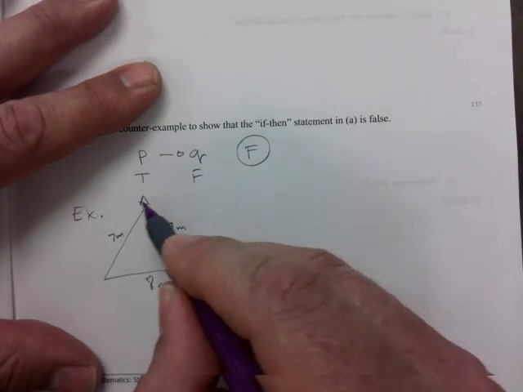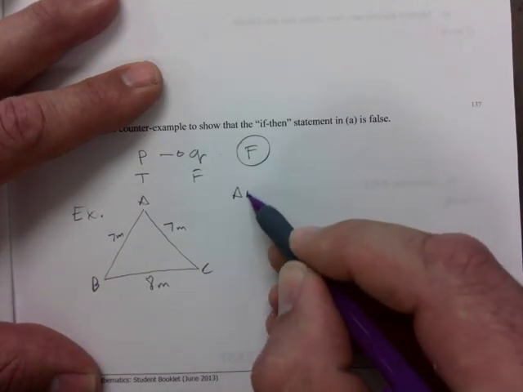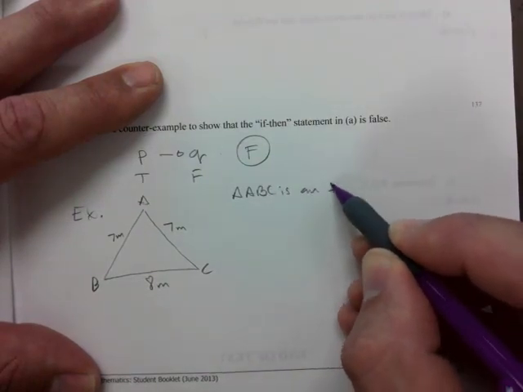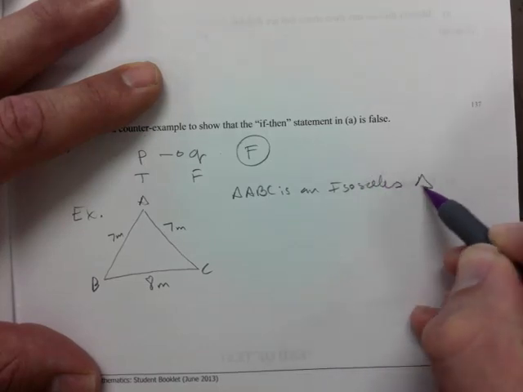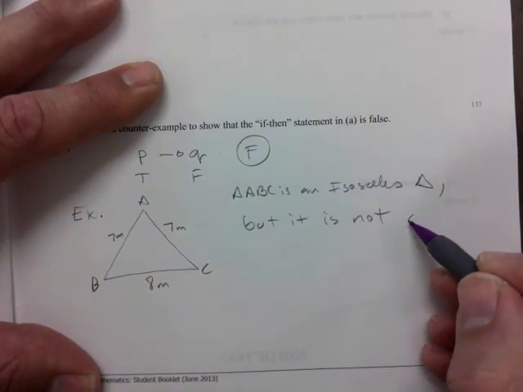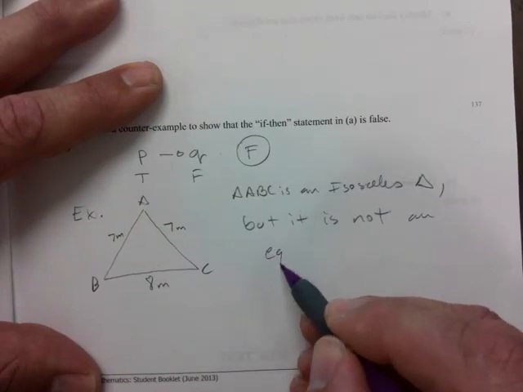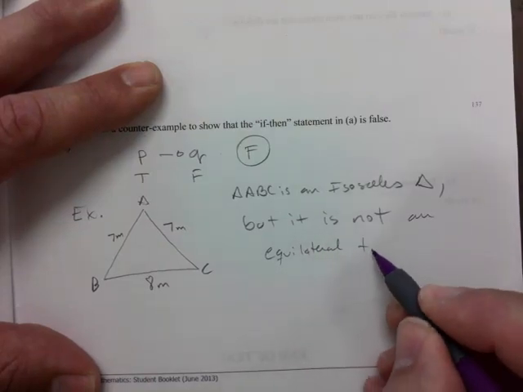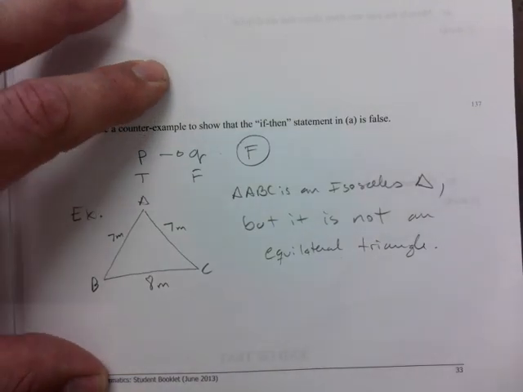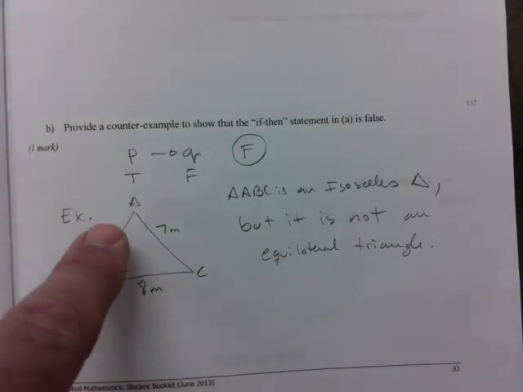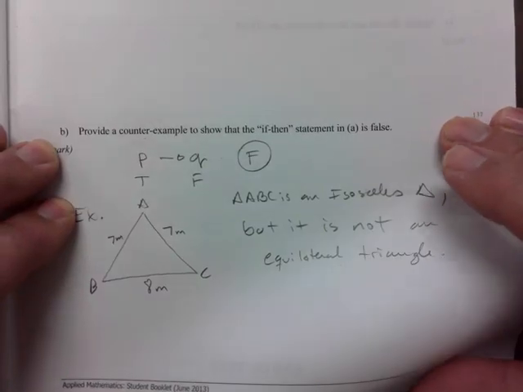Okay? So I don't know if you want to go technical: triangle ABC is an isosceles triangle, but it is not an equilateral triangle. That's a counterexample. So then that statement is false because this one is isosceles, but it's not equilateral, so the statement is false. That's what a counterexample does.